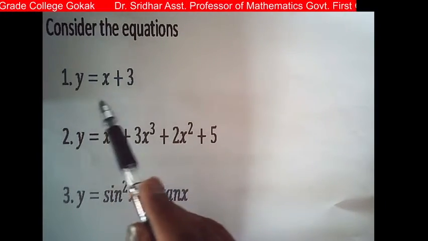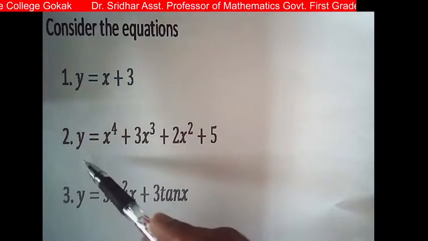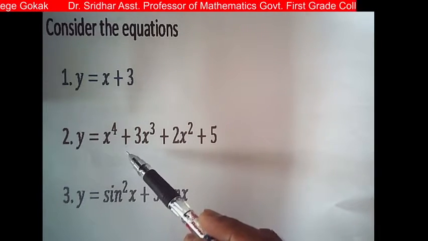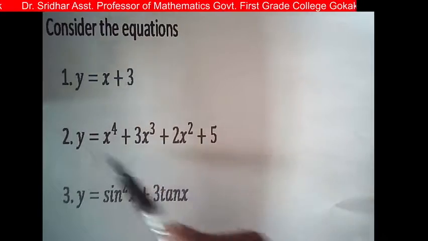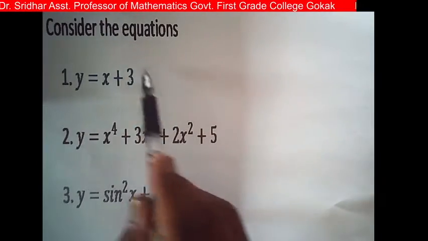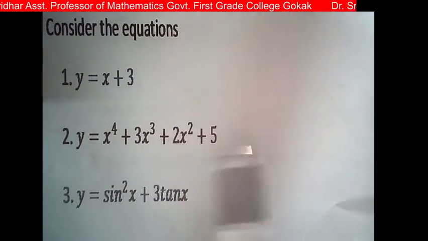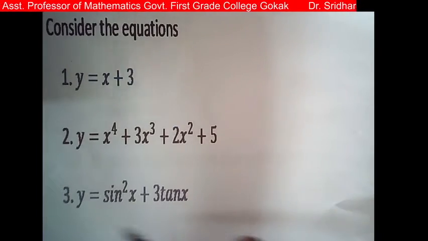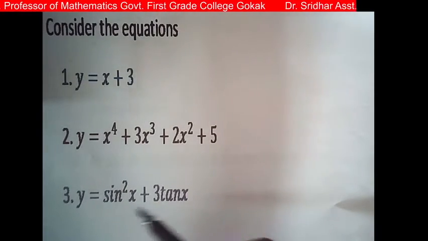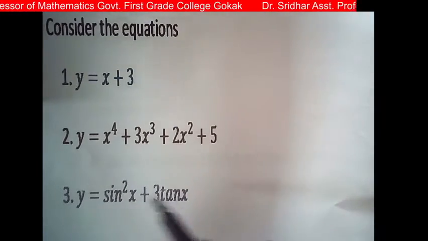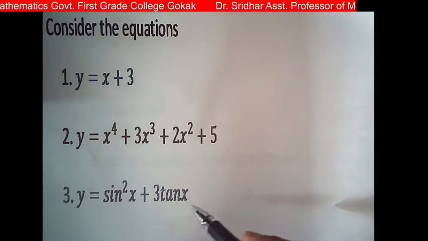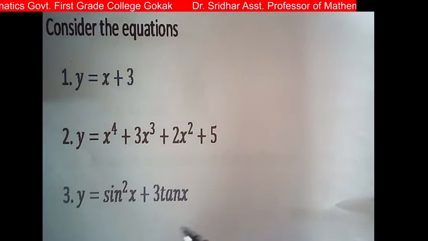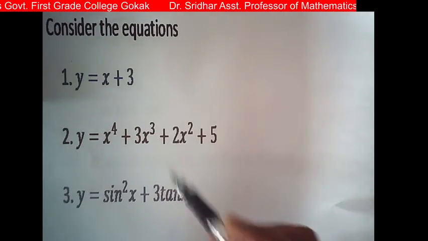First, y is equal to x plus 3, then second, y is equal to x raised to 4 plus 3x cube plus 2x square plus 5. So it is a polynomial equation of fourth order and it is a polynomial equation of first order. Then it is a trigonometric function, which involves a trigonometric equation, also called a transcendental equation.